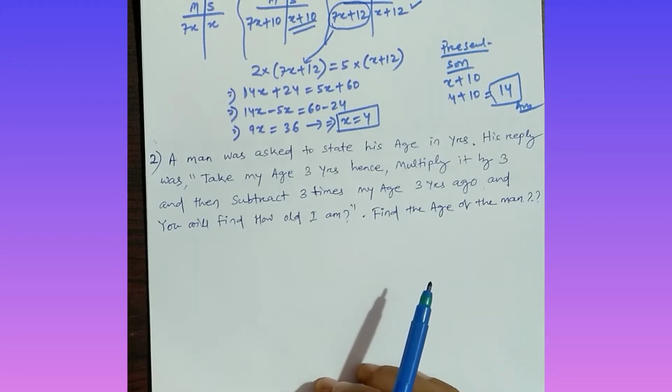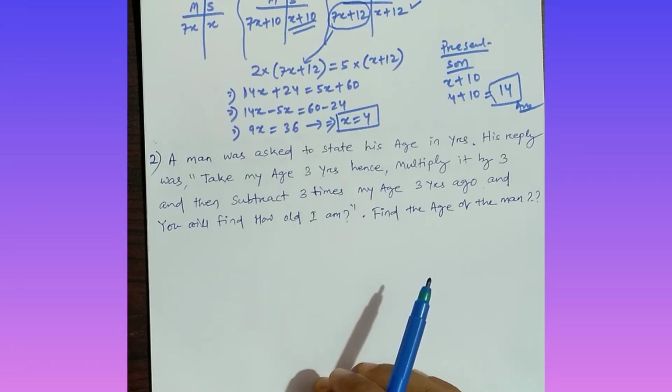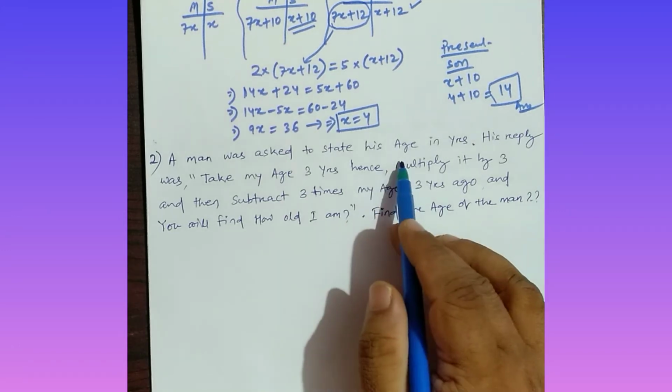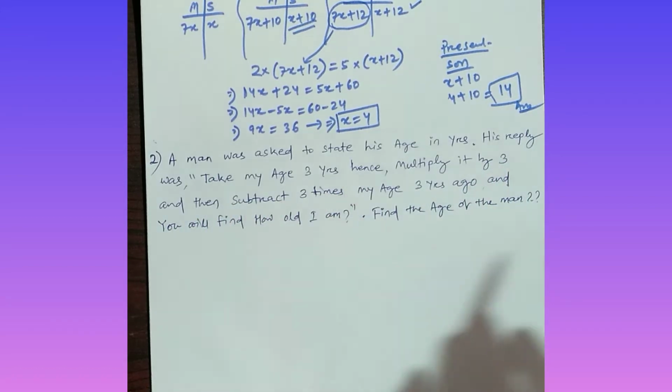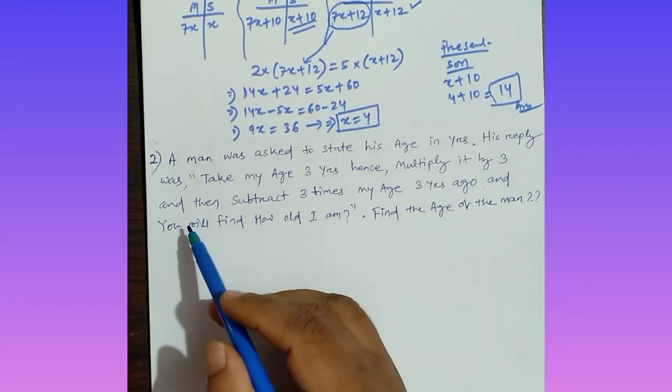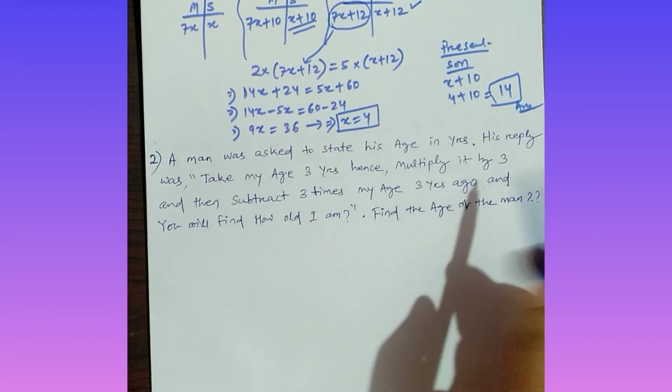Very interesting question. It says a man was asked to state his age in years. His reply was, take my age 3 years hence, meaning after that, multiply it by 3 and then subtract 3 times my age 3 years ago.